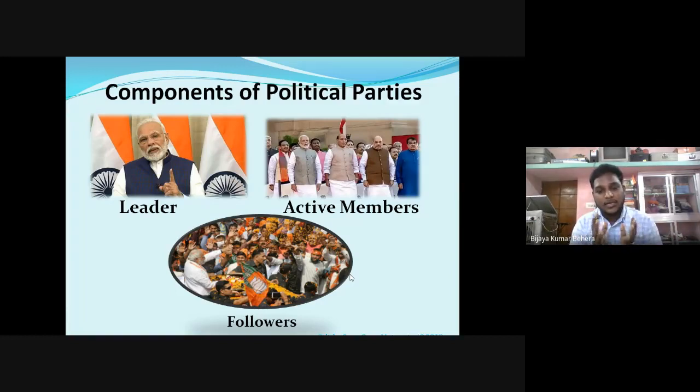The last but not the least are the followers. Who are the followers? Isn't it every person? If I like the motto of that political party, suppose I like the motto of party X, then I follow party X. If you like the motto, the system of party Y, then you follow party Y. Because there are various parties.